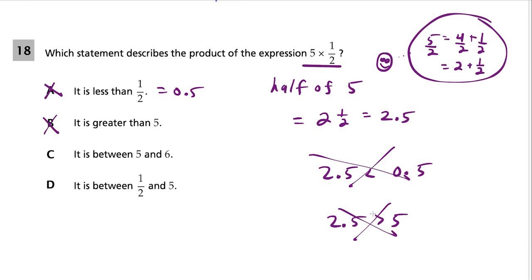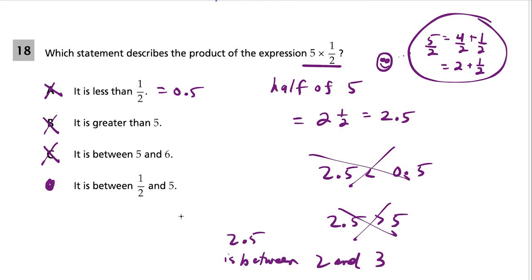The answer is between 5 and 6. That's not true. 2.5, this is between 2 and 3. So if we change it to 2 and 3, then it would be correct, but choice C is out. By process of elimination, it has to be D, but now let's just read through this.